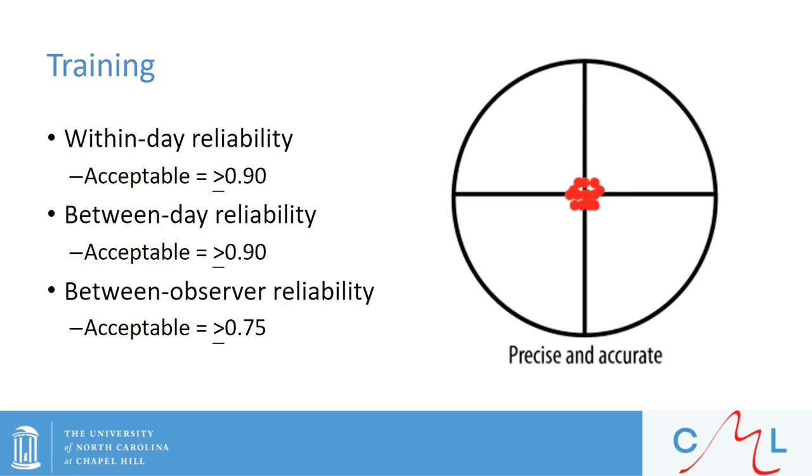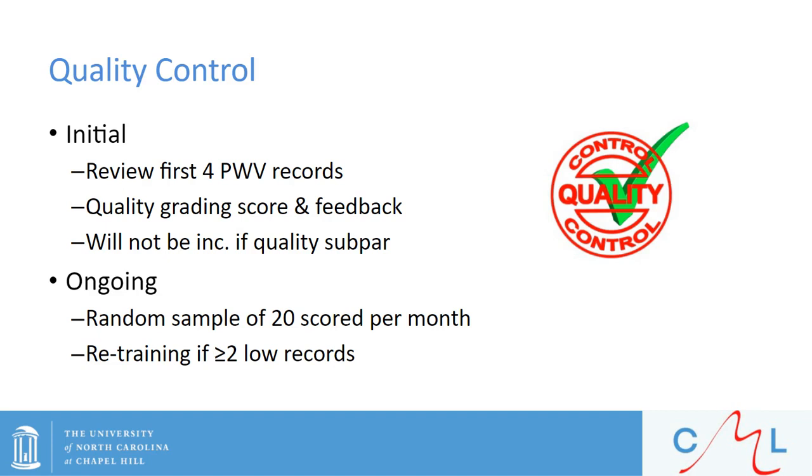And then if there's going to be more than one observer for a given study, which is not recommended, but we can't always escape that, we should then determine whether there's between observer reliability. There should also be ongoing quality control. My recommendation is that someone with established expertise reviews the first 4 records and gives them a quality score and some feedback. And for a given study, these records aren't included in the study if the quality is subpar.